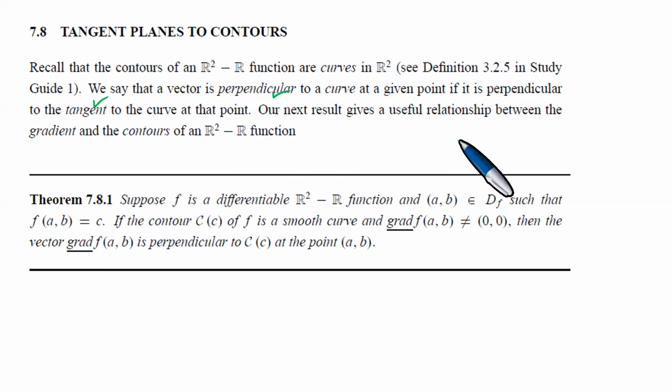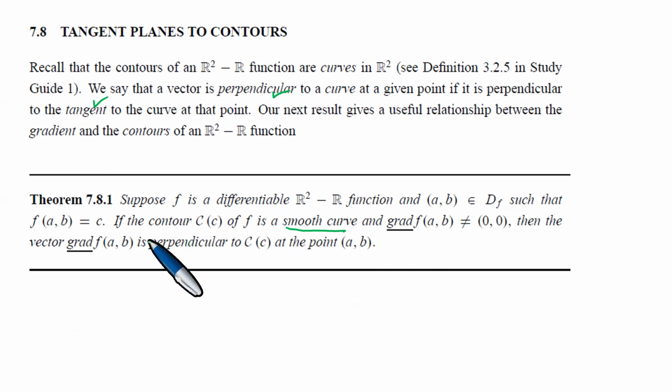Our next result gives a useful relationship between the gradient and contours of an R2 to R function. Let's look at theorem 7.8.1. Suppose f is a differentiable R2 to R function and (a, b) is an element of the domain of f such that f(a, b) equals c. If the contour C of f is a smooth curve, we study smooth curves in calculus in general. The sharp ones, we know they're not good because they don't have unique tangent planes, and they're not differentiable at those sharp points.